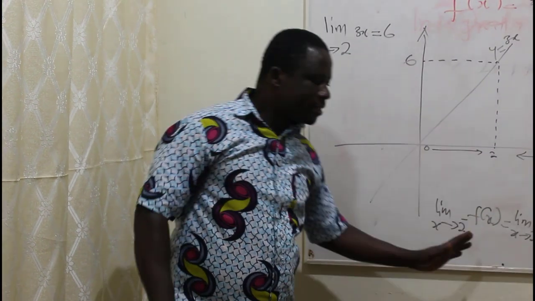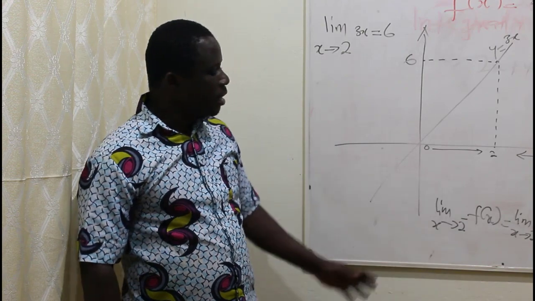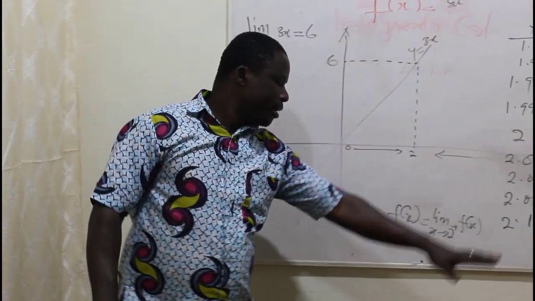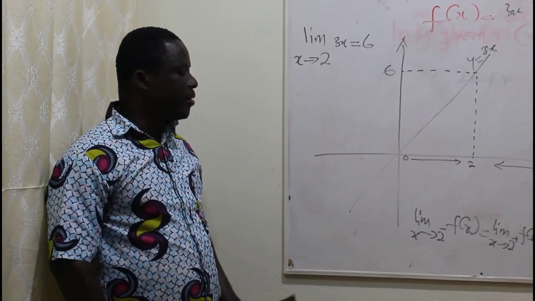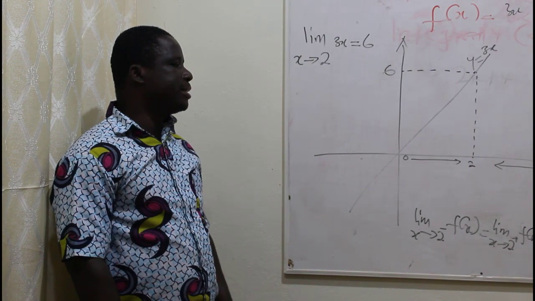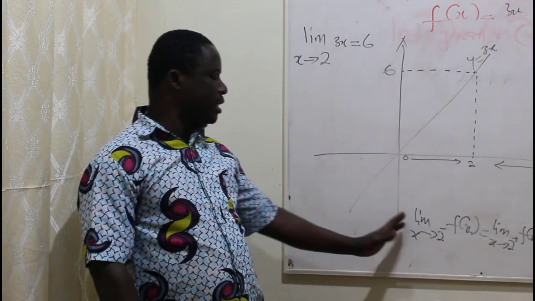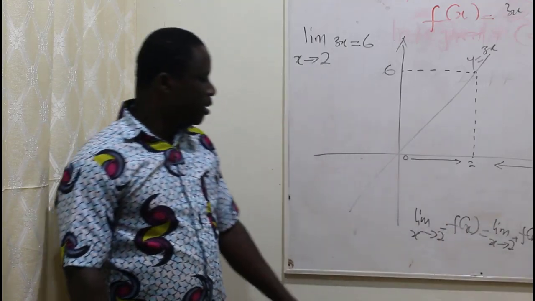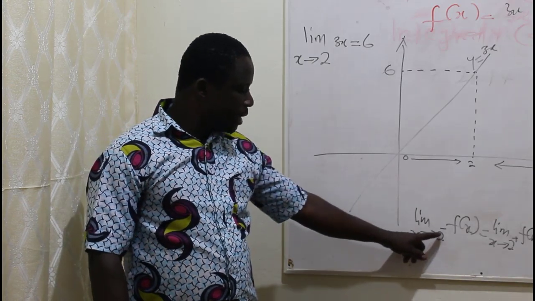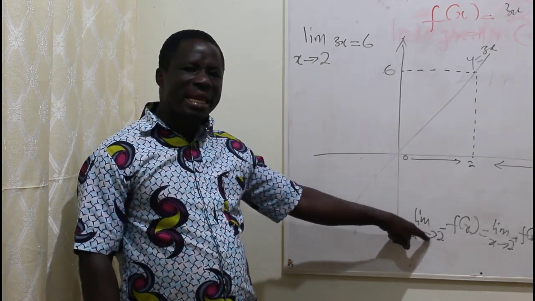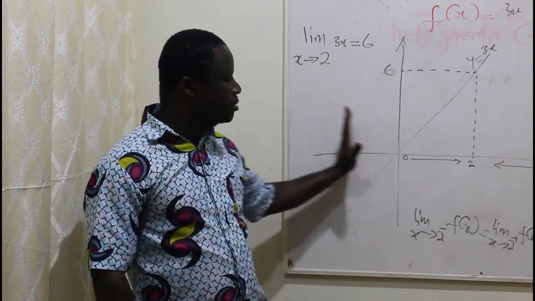Either you approach from the left, which is always a negative sign on top of the value, or you approach from the right, which is a positive sign on top of the 2. Sometimes we don't write it, and if it is not written, then we assume it is approaching from the right. But if it is written, then it is approaching from the left. Please, this negative on top of 2 doesn't mean the 2 is negative. It tells you the direction the values approach from.